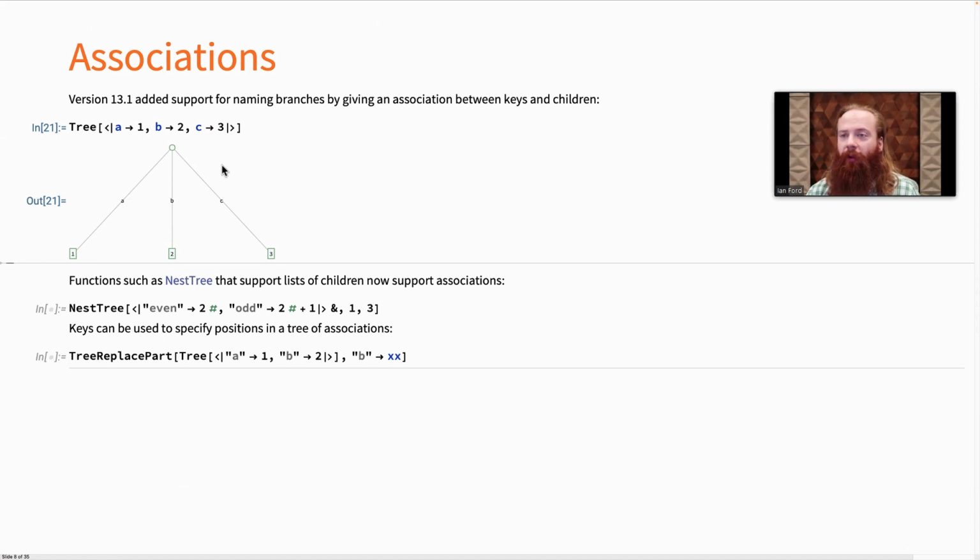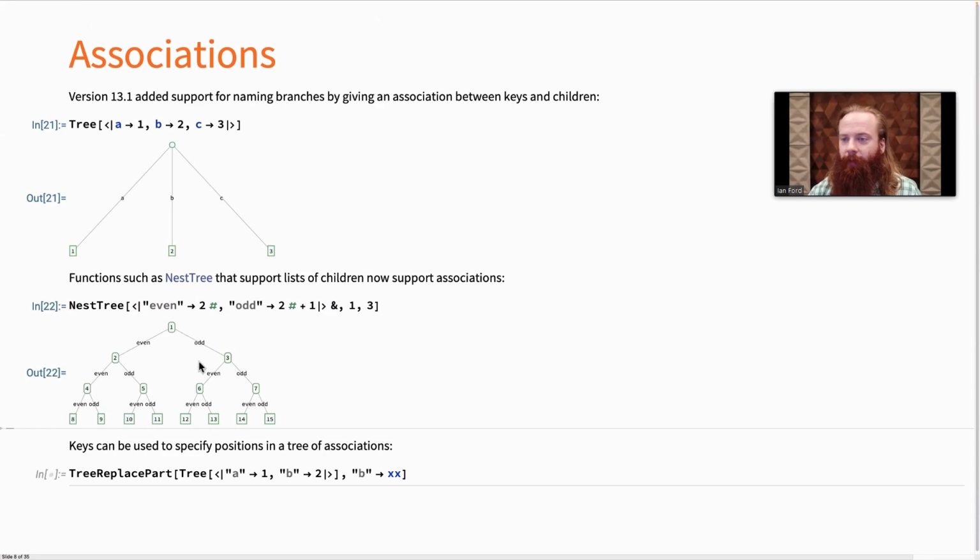Now this is incorporated into all of the trees functionality. In particular, all of the functions that construct trees and all of the functions that operate on trees also support this association syntax. So here's a function we'll see a little bit more of later, NestTree, that can be used to construct trees. And here I'm constructing a tree where the branches are named even and odd. So we evaluate this. You see here is this tree, 3 levels, and the branches are named by the strings even and odd.